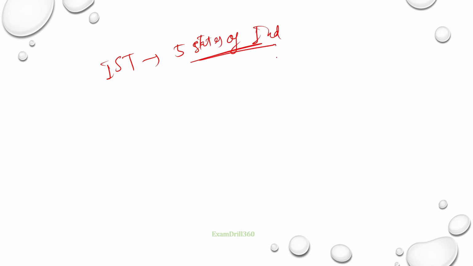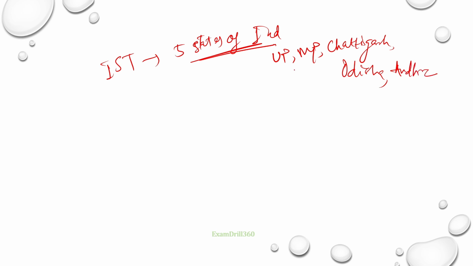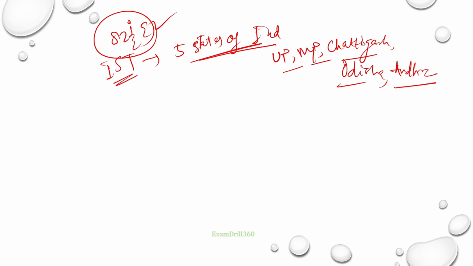And what are those? Those are UP, MP, Chhattisgarh, then Odisha, then Andhra Pradesh. These are the 5 Indian states through which Indian Standard Time passes, 82.5 degree east. So these are a few important points. There are a few other points which we will cover during our MCQ session. So let's get started with the questions.